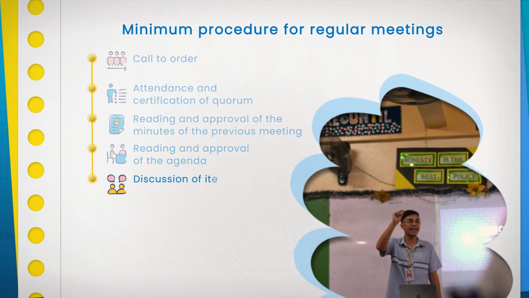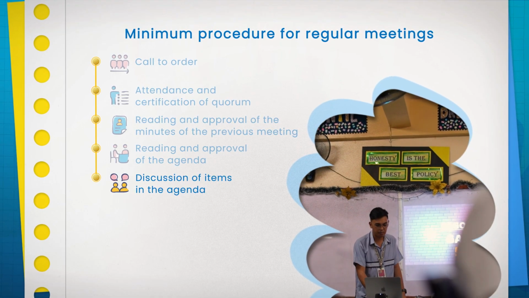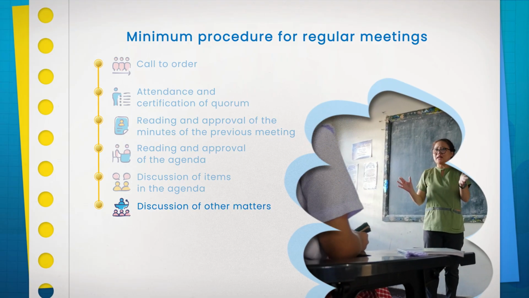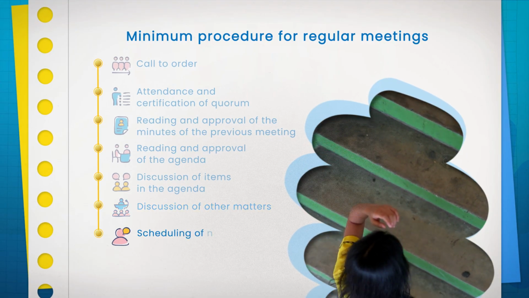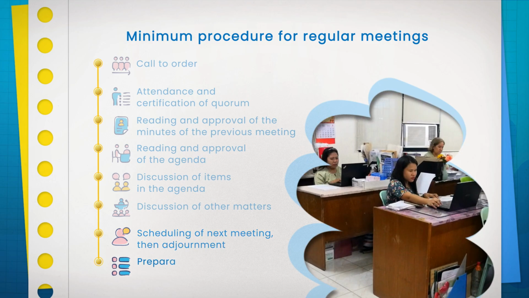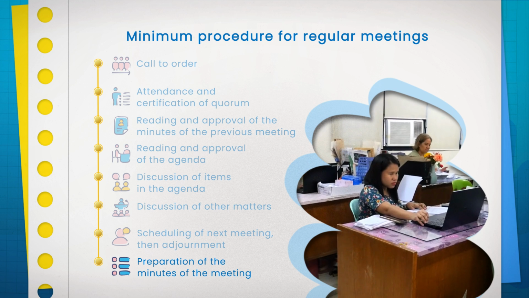Next, the items in the agenda are discussed. This will take up the bulk of the meeting period. Other matters, if any, are discussed next. Finally, after all deliberations are done, the schedule of the next meeting is set and then the meeting is adjourned. The minutes of each meeting must be made available to the members within 2 weeks.